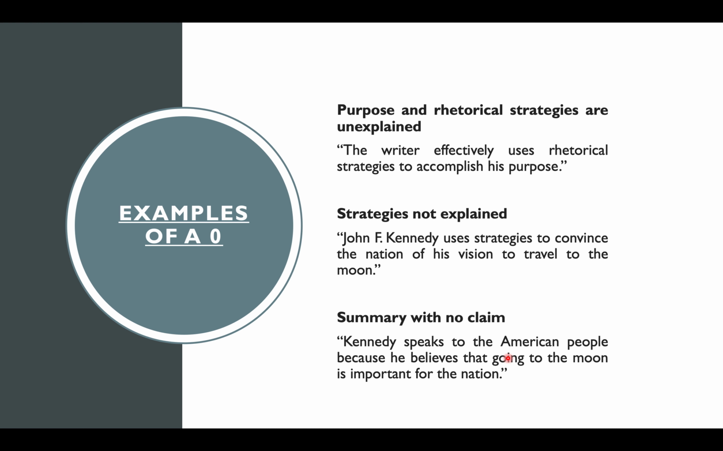Here are several examples of a 0. "The writer effectively uses rhetorical strategies to accomplish his purpose." In this one, the purpose and the rhetorical strategies are not explained. Which strategies? To accomplish his purpose, which is what? Strategies are not explained. "John F. Kennedy uses strategies, to convince the nation of his vision to travel to the moon." Which ones? Well, I mean, yeah, sort of. There's a claim here, but the strategies aren't even mentioned. So this one doesn't quite accomplish the goal. On the day of the examination, this would not receive a point.